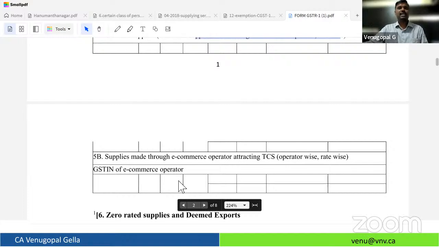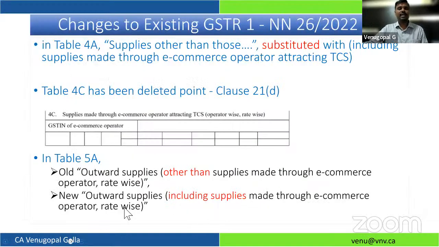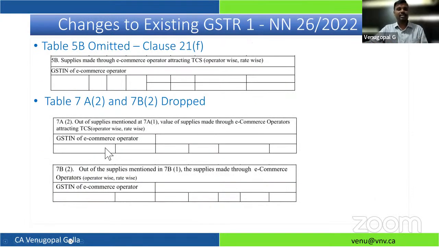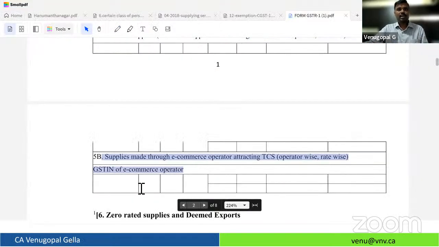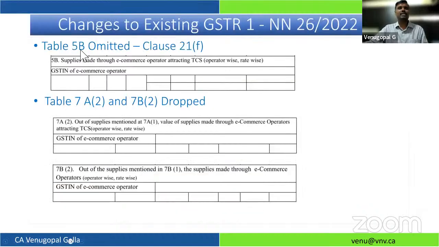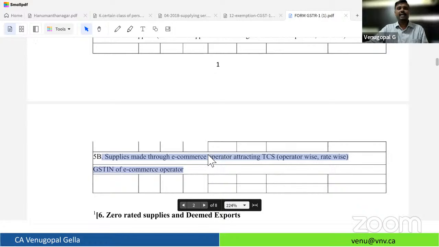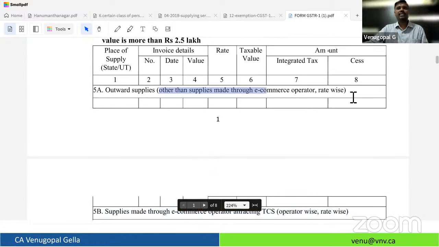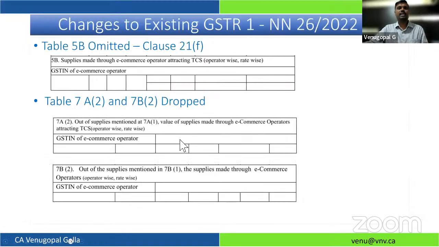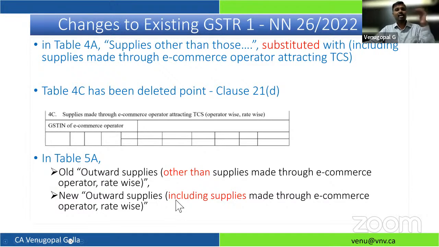Now this has been changed to, instead of having it separate, it is only now 5A, where it is including everything. So the 5B, the next table, which is e-commerce operator, this table has been deleted. So they have omitted this, the clause 21F, and this table, which was having as other than e-commerce operator, they have changed as including e-commerce operator. So this is another change you should be cognizant of.